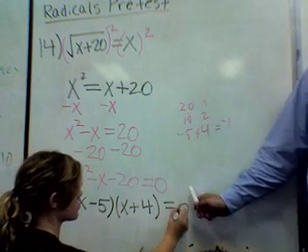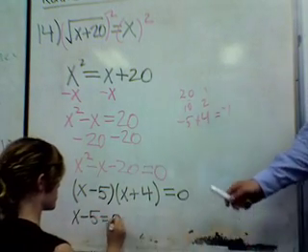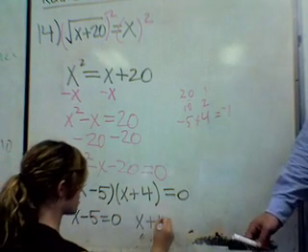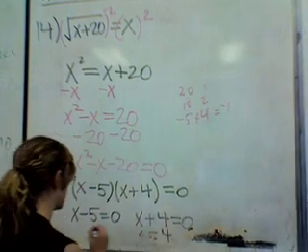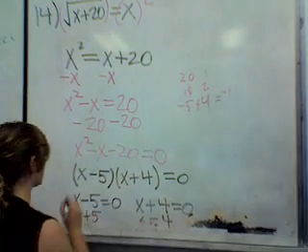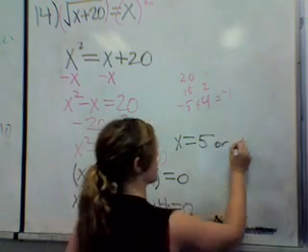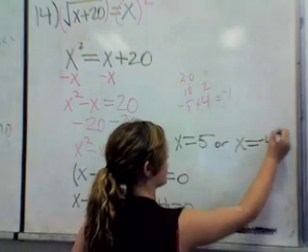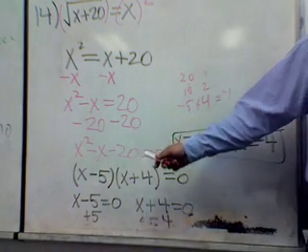And guess what? That equals 0. Now, how do we finish this? We're not done yet. We put x minus 5 equals 0 and x plus 4 equals 0. We solve for x. And we get x equals 5 or x equals negative 4. And those are our answers. We have 2 answers. That's the way it works.